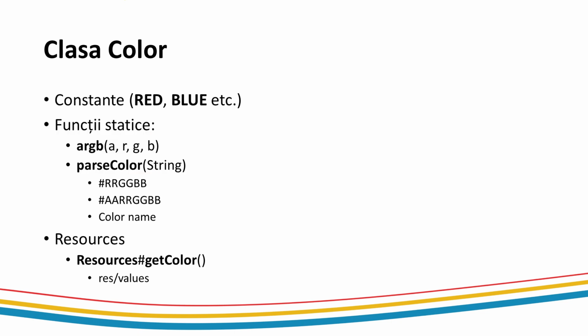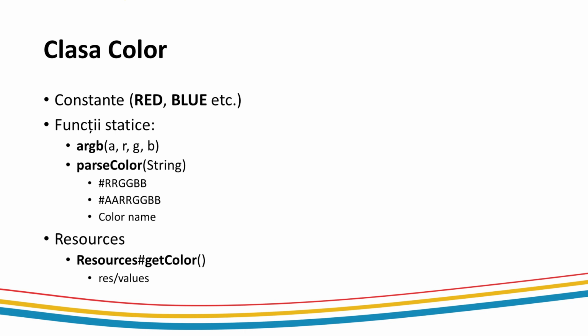This is handy because you can use those web-style hex strings, like hashtag FF0000 for red, or hashtag 80FF0000 for semi-transparent red, or even color names like red or blue. Oh, I've seen those hex codes everywhere. That's useful. Very. The notes also briefly touch on getting colors defined in your app's resources, like in res/values/colors.xml. That helps keep your app's theme consistent.